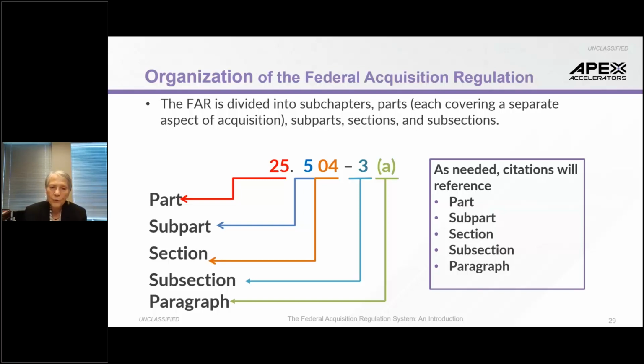In the callouts, you do not see the subchapter. The citations will start with the FAR part. So here we have FAR Part 25, and then we have the dot. Then we have subpart 5 and section 04, then a hyphen, subsection 3, paragraph A. So this is going to be about foreign acquisition.